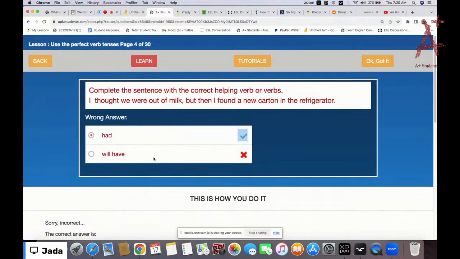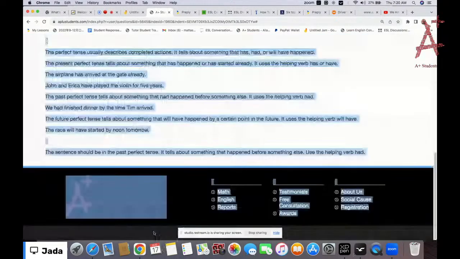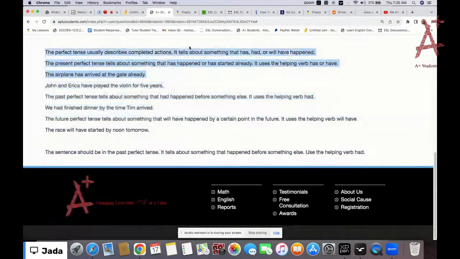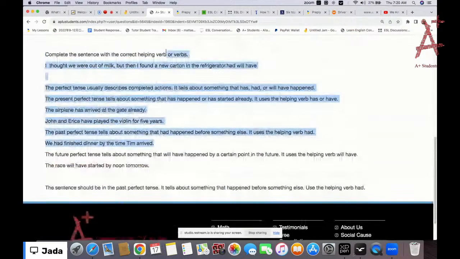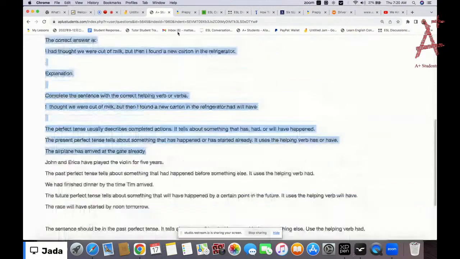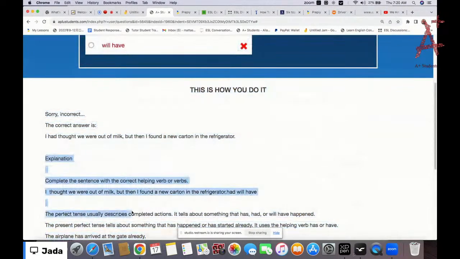I picked "will have." Thank you also, Charlene. Thank you guys for the answers. So when you pick a wrong one, like what I just did here, you just need to scroll down. Let's say that I didn't know the answer and I just clicked on "will have," and it's confusing. Oh, I don't know what to do. You don't have to go back to the tutorials, you just have to scroll down here.